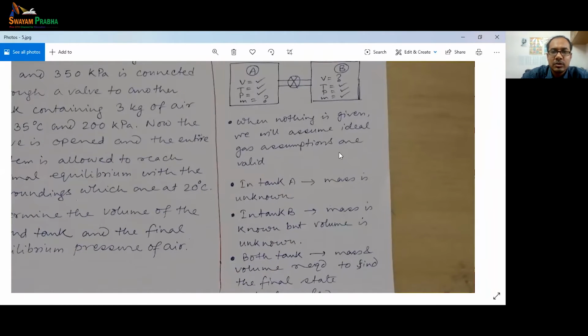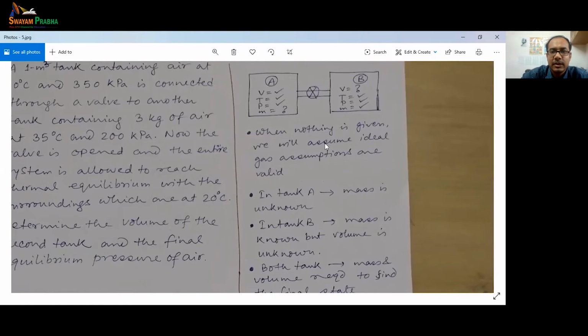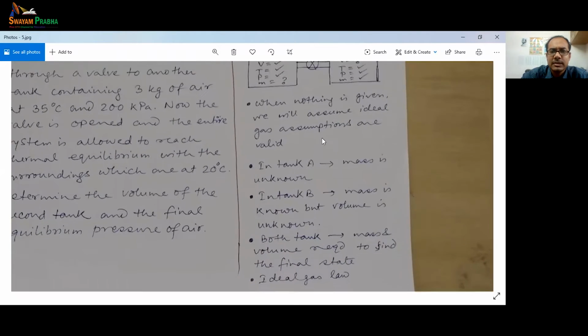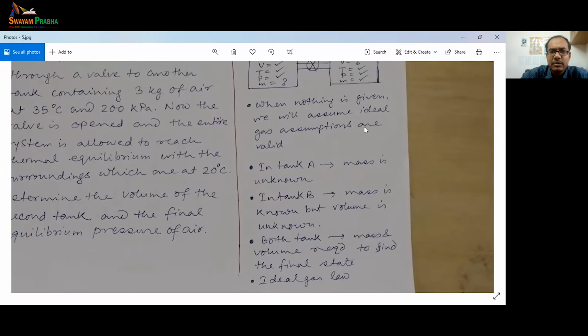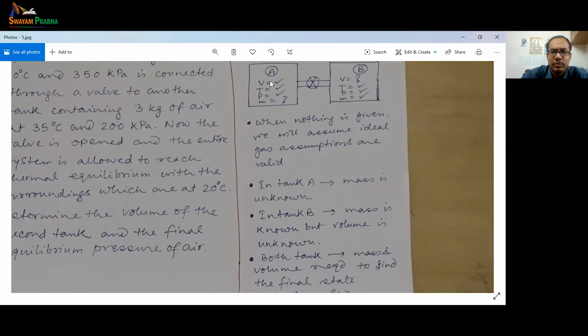Okay, so this is the schematic. Please follow the cursor. This is the schematic of the problem, and when nothing is specified, we can assume that air can be taken as an ideal gas, and more often than not, air as an ideal gas will allow all possible engineering problems to be solved. That's a valid assumption. Where it is valid or not, we will see through the tutorial. So for now, we are assuming air to be an ideal gas. And in tank A, what is not known? Mass is not known for tank A.